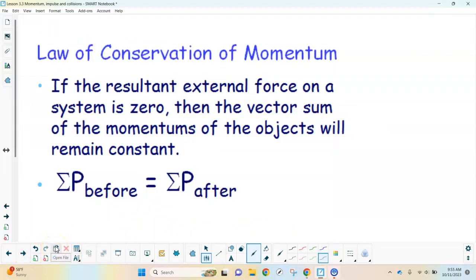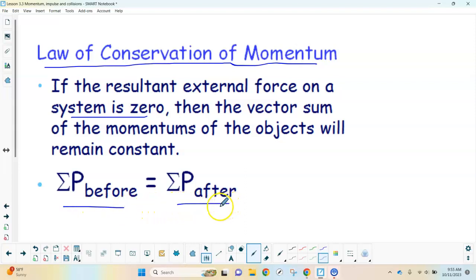Okay, so the biggest idea that we're going to talk about in this video is the law of conservation of momentum. It's pretty similar to all the other conservation laws that you've had. We talked about the law of conservation of energy in a previous lesson, and it basically said the total energy in the beginning was equal to the total energy at the end, as long as it was a closed system, or there weren't any energies going in or out or any external forces. Same idea here, it's just talking about momentum. It says if the resultant external force on a system is 0, so if there's no external forces, then the vector sum of the momentums before the collision, or before something happens, should be equal to the momentum afterwards.